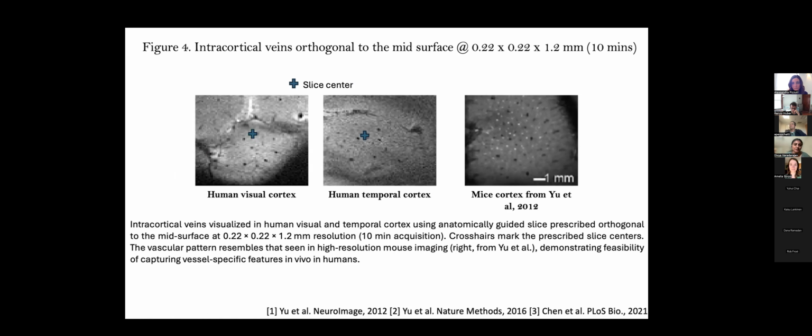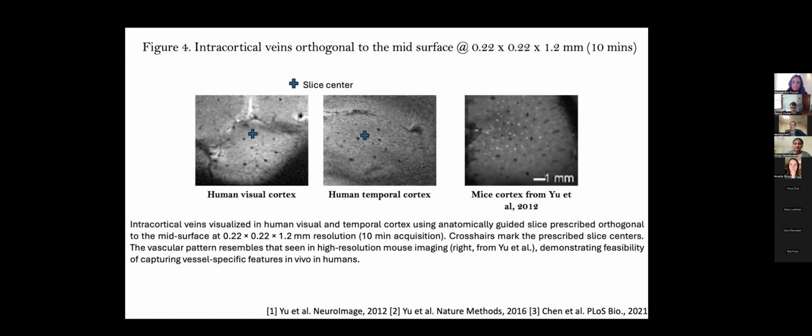precisely as we hypothesized, when we put the slice in a flat region, we start seeing all the intracortical vessels, which resembles how it is seen in high resolution animal imaging. And this is just 10 minutes of scan, but honestly, even at 5 minutes of scanning, we still have enough SNR to see this profile. And it's pushing towards, can we start doing some fMRI on these vessels now that we see them? But this is the first step.